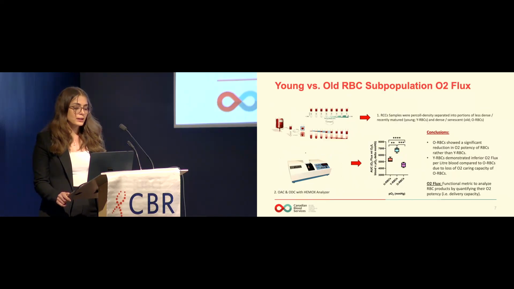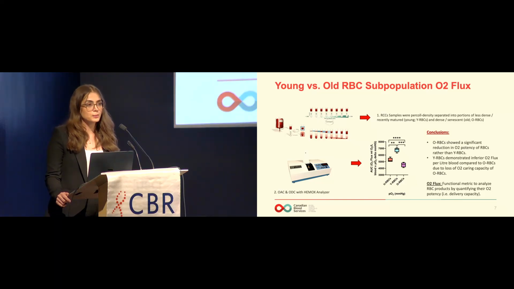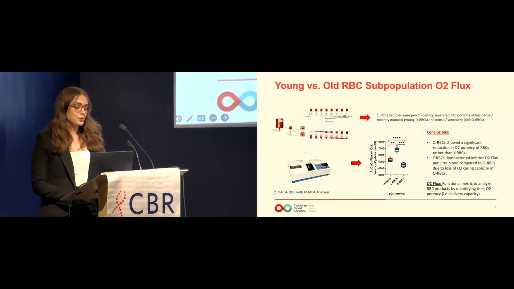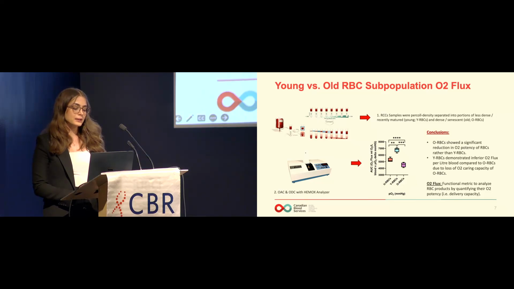So in the research to see how oxygen delivery differs in young and old RBC subpopulations, first of all, we separated the young and old RBCs by Percoll in different densities, and then we chose one of them which had the same distribution of young and old RBCs. Then we ran the oxygen dissociation curve and association curve on each of these RBC subpopulations. You can see here that we have unseparated RBCs, which is our control, young red blood cells, and old RBCs.